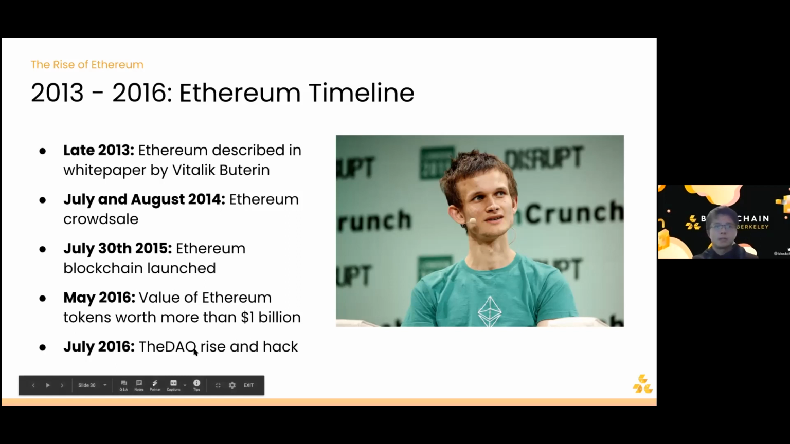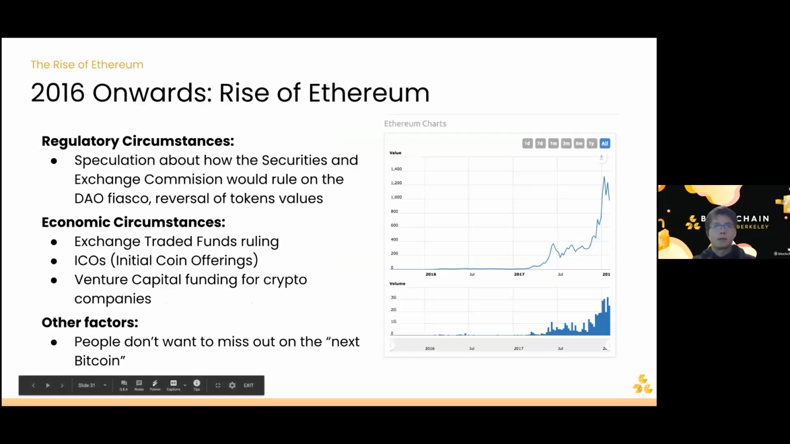And in 2016, there was the DAO hack, which I think we covered previously. The regulatory circumstances at the time were that there was a lot of speculation about how the Securities and Exchange Commission, the SEC, would rule on the DAO fiasco and whether they would reverse the token's values. Basically, there was a big hack, and a lot of people disagreed on whether they wanted to keep it or revert to the previous version, because a lot of people lost money. And so the SEC might have come in, and a lot of people didn't know what was going to happen.